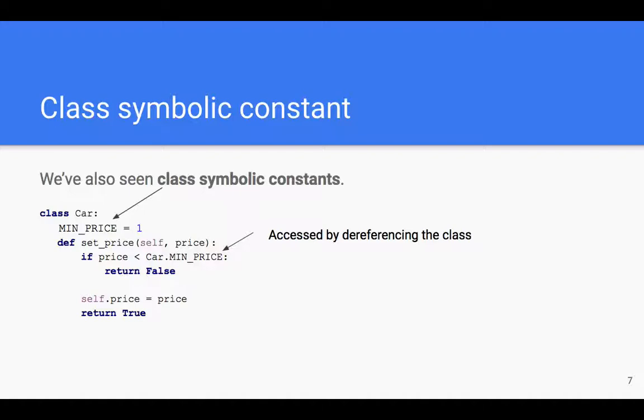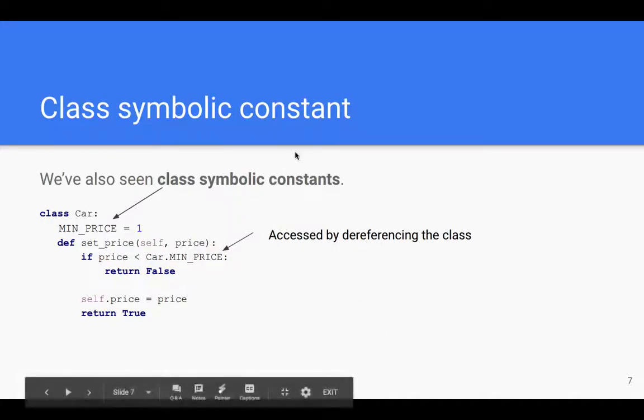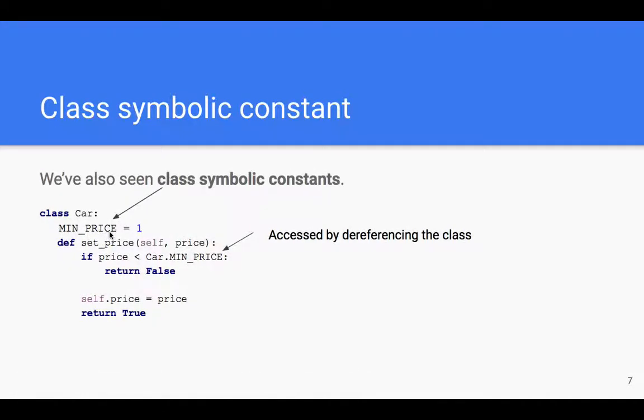Now, we've also seen what we called class symbolic constants, right? These are constants, capitalized, but they don't necessarily make sense outside of the context of the class. That's why we make them part of a class. Okay, and we access these constants by dereferencing the class, right? Here we don't dereference through the instance. We dereference it through the class.